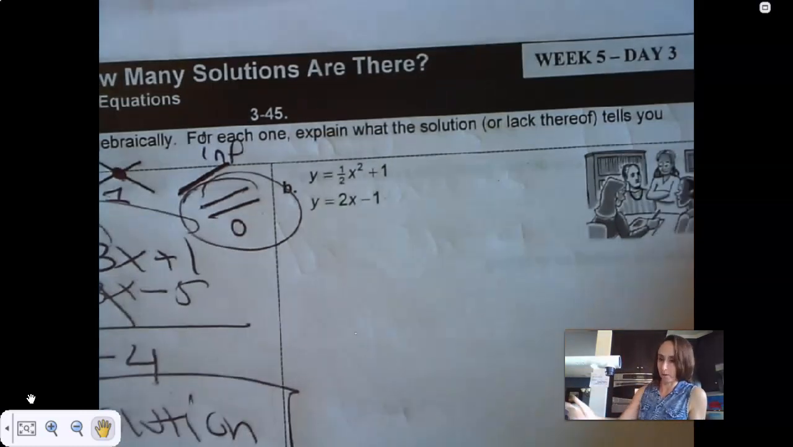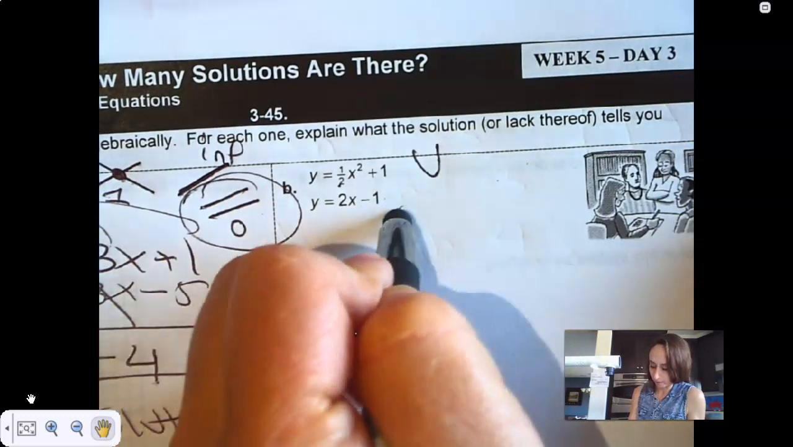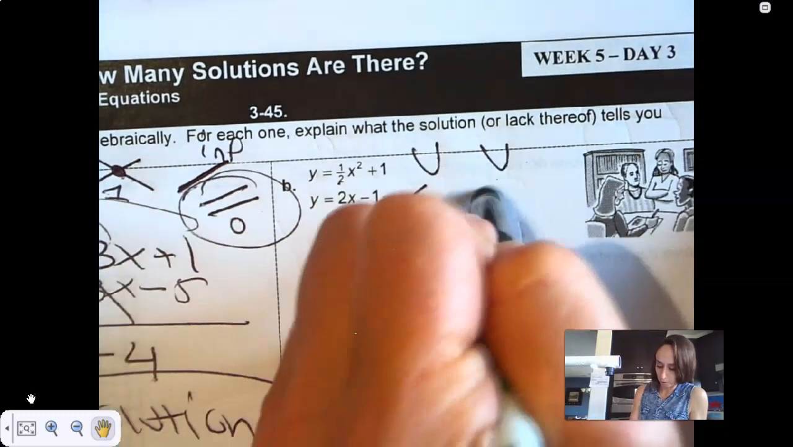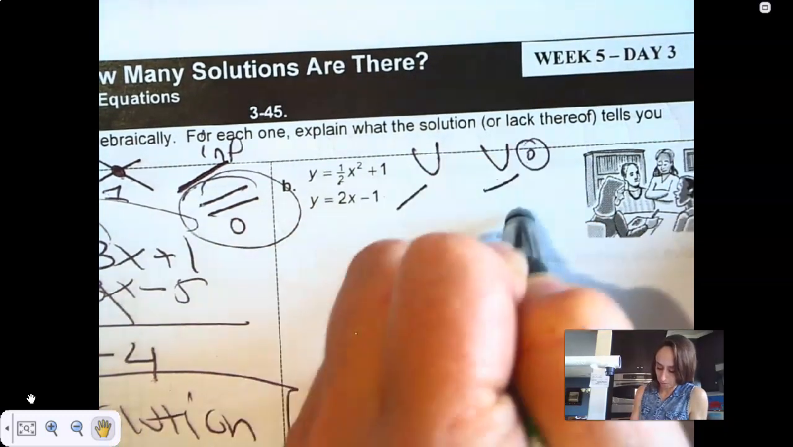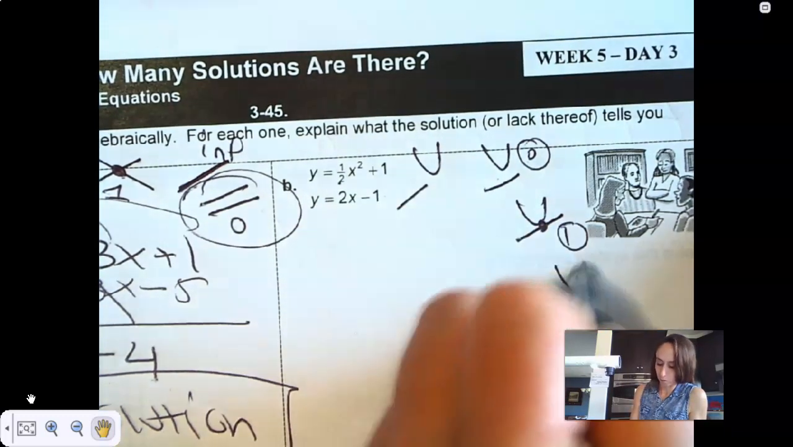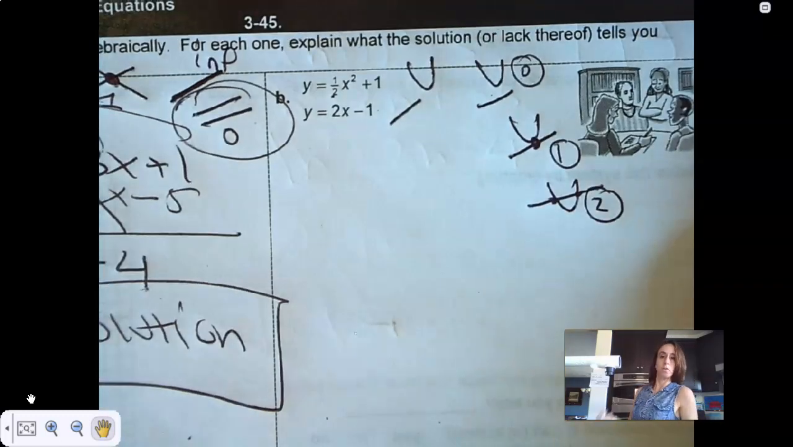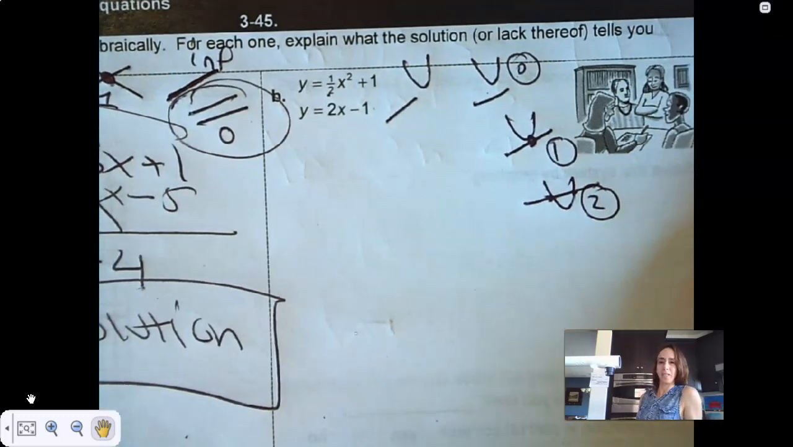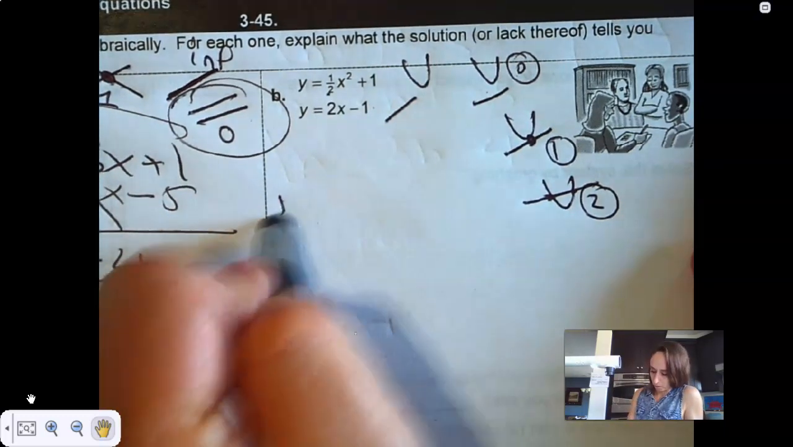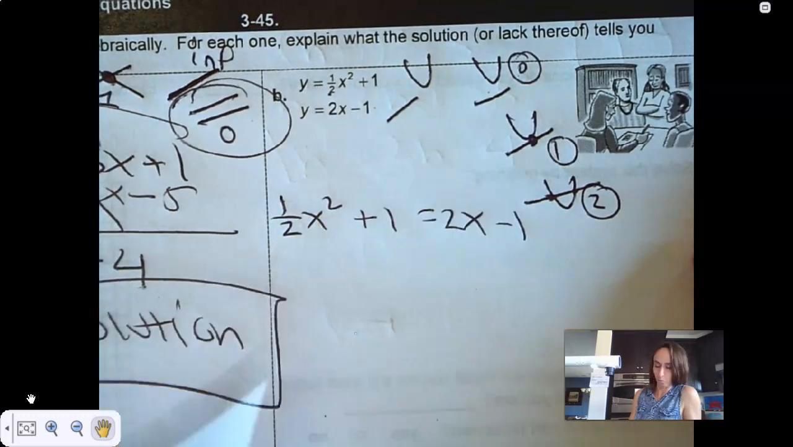Now, let's think about it. What is that going to make? A U. What is that going to make? A line. So my options are they don't touch, they touch once, or they touch twice. Okay? Those are my options. Knowing your options makes things easier. Okay? So 1/2 x squared plus 1 equals 2x minus 1.